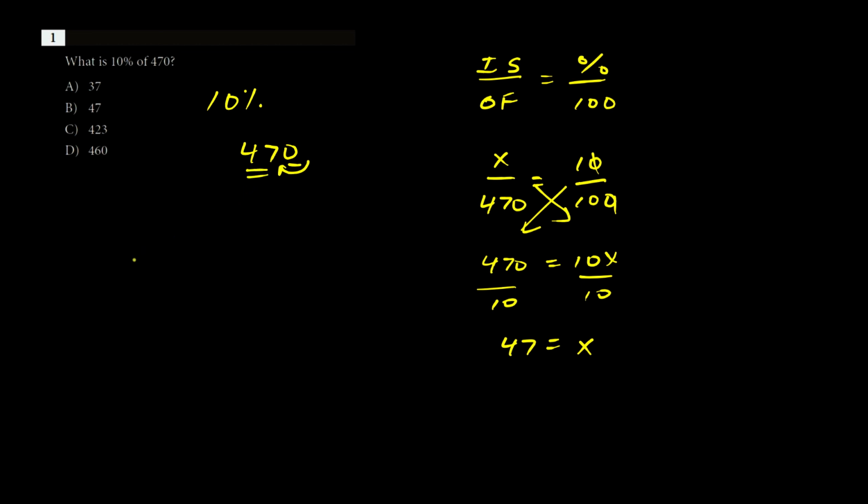And there's also direct translation. The idea of what x is equals 10%, 0.10 or 10/100ths of 470 just means we multiply. So 0.10 times 470, again, is 47.